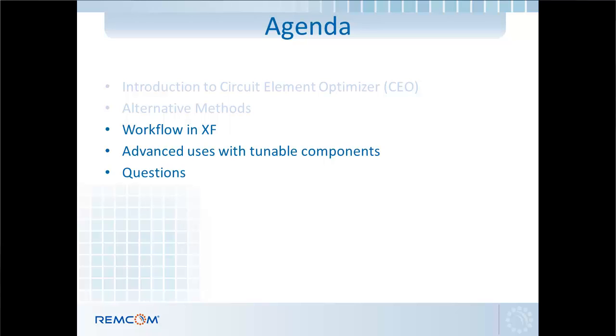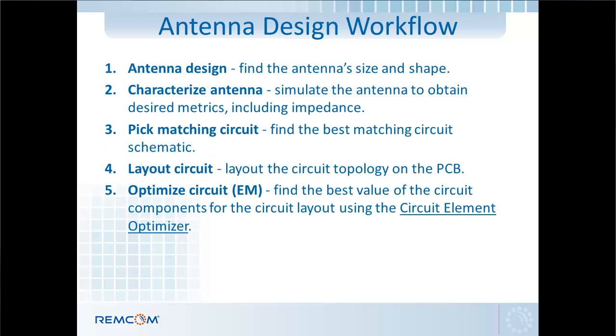And so now I want to go into just what is the workflow for using this for antenna design, but also within XF. So let's start out with the antenna design workflow. It starts with actually determining the shape and structure of your antenna, just designing the antenna. Once you have that, you're going to want to characterize the antenna so you can run a simulation or take measurements. And what you're trying to do is get the impedance. Once you have that impedance, you can then plug it into a circuit solver in step 3 here, and this will allow you to determine what your matching network would look like.